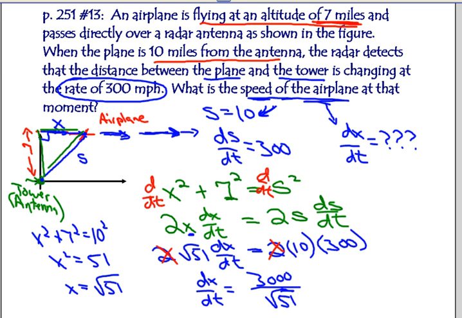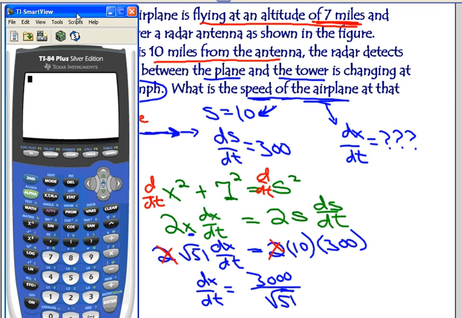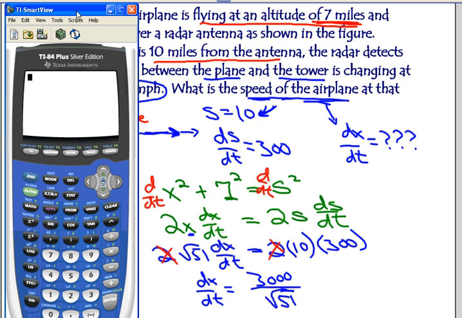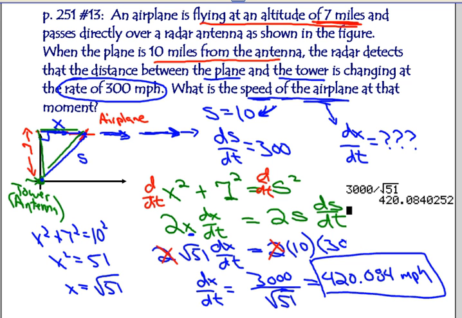Not a real meaningful number, so I'll pull up the calculator and see how fast that is. One thing that's interesting to think about is the distance between the tower and the plane was changing at 300. So would the plane be going faster or slower than 300? Let's try it. I've got 3,000, and I'll divide it by the square root of 51. Let that sink into your intuition for a little bit. So the speed of the plane is about 420 miles per hour. For an AP question, we keep 3 decimals, so I need to be careful there: 420.084 miles per hour. So I've calculated the speed of the plane, completing the problem.